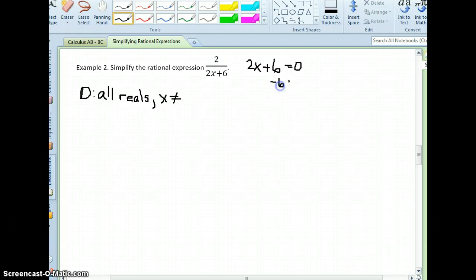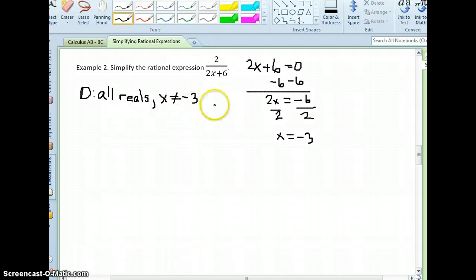Subtract 6 from both sides. So I have 2x equals negative 6. Divide both sides by 2. And I get that x is equal to negative 3. That's my only exclusion value. Alright, so the domain of this rational expression is all real numbers with x not equal to negative 3. Okay, now let's actually simplify. So I'm going to rewrite the original problem.